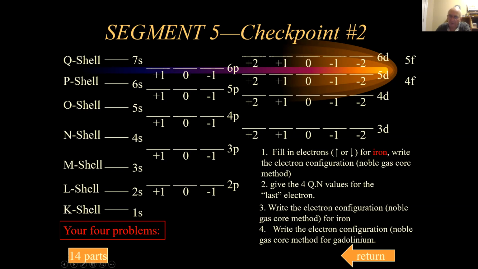So the quantum numbers for it, let's get them. 3, 2, plus 2, spin down would be minus 1/2. So 3, 2, plus 2, minus 1/2 would be the last electron that's written out.